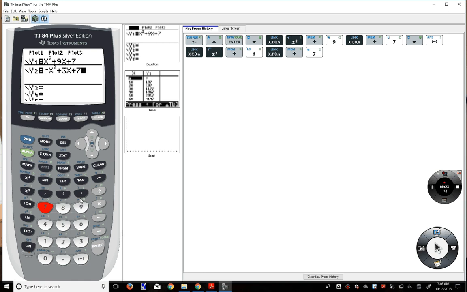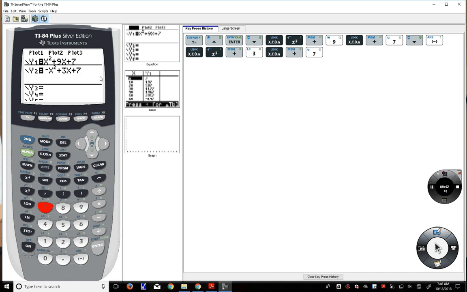Now I'm going to go graph them. My window was set before to view some random data that I had in there. So when I go graph them, I don't really know where these parabolas are. The numbers don't seem too huge. So what I want to do right now is just set my window back to the standard, like negative 10, positive 10, negative 10, positive 10.